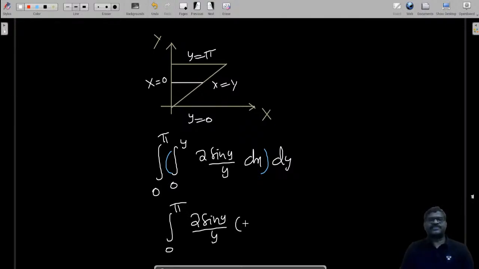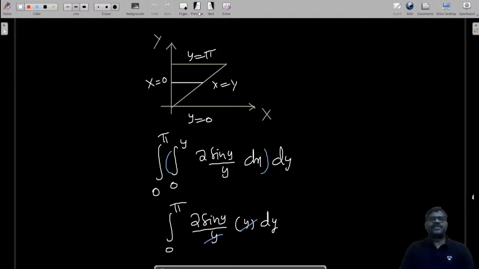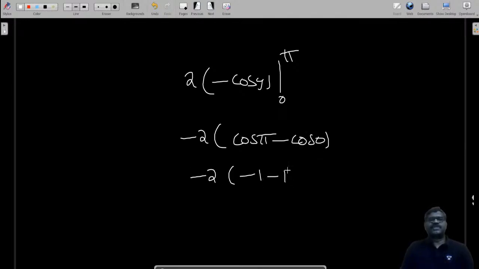Integral dx is x. So x is y, and y by y cancels. 2 into integral sin y dy is minus cos y from 0 to pi. Minus 2 of cos pi minus cos 0. Finally 4. The value of the integral is 4.